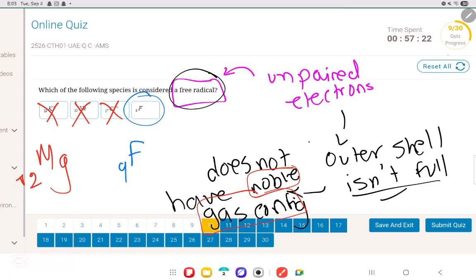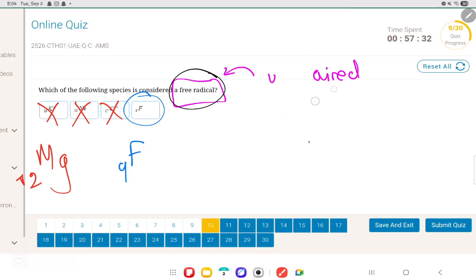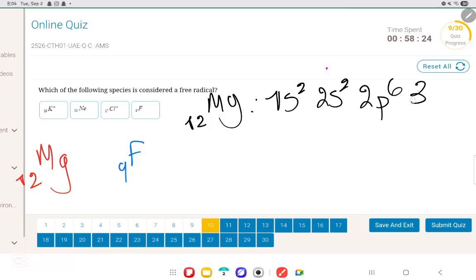But how do we know which one is a free radical? In order to determine which one is a free radical, we need to first find out the SPDF configuration. After finding out the SPDF configuration, we'll be able to know which one is a free radical and which one isn't. By now, you should know how to do the SPDF configuration of magnesium by yourself. It is 1s2, 2s2, 2p6, 3s2. If you want to double check, let's add all the electrons together: 2 plus 2 plus 6 plus 2 gives us 12. As you can see, there is no unpaired electron.